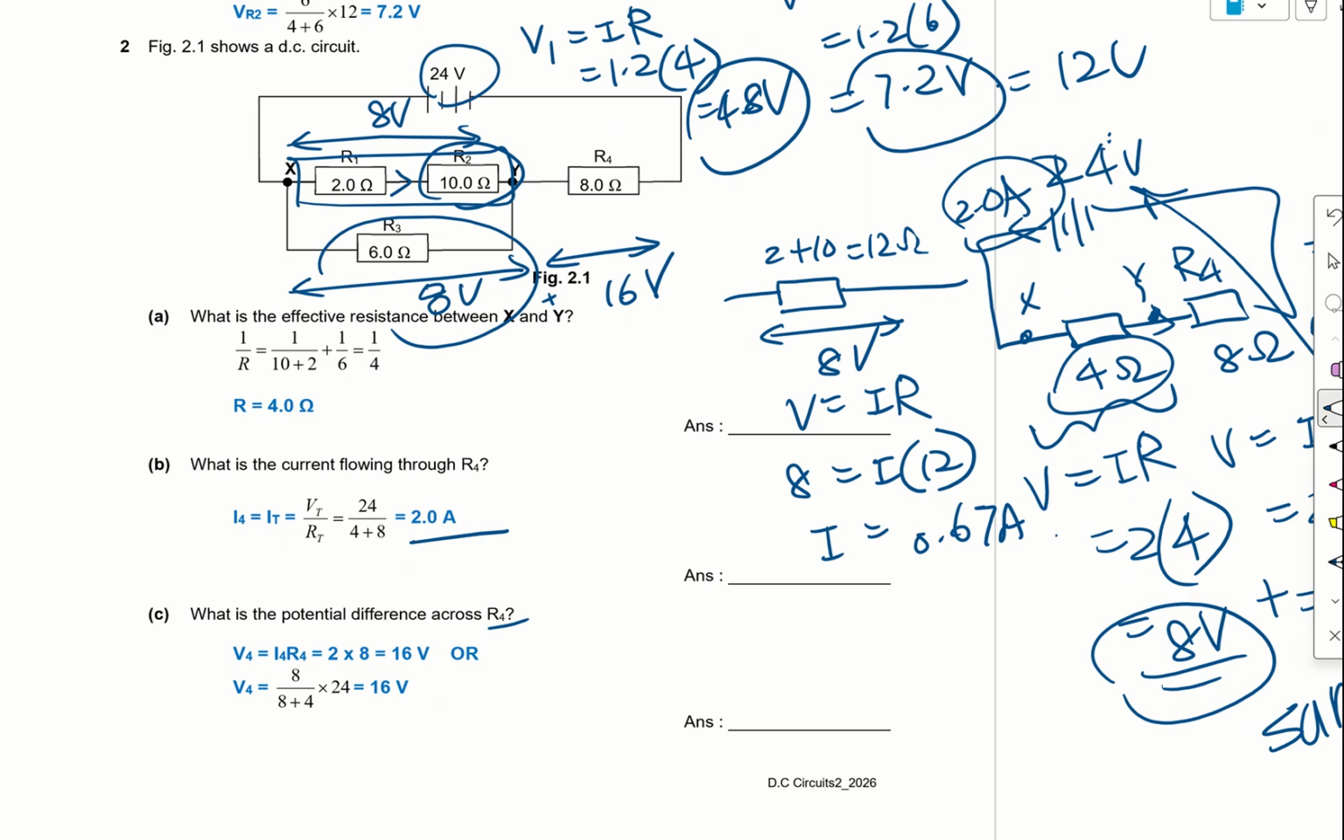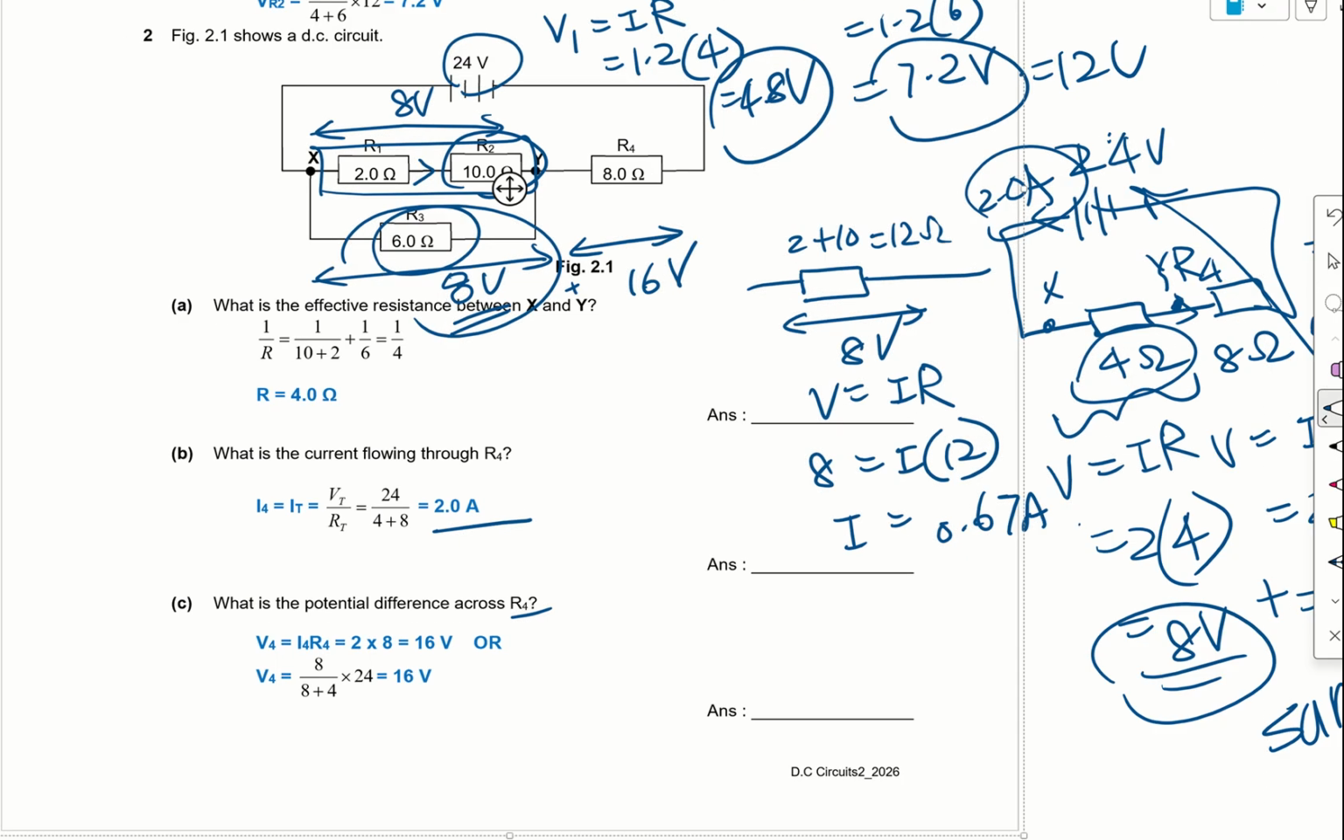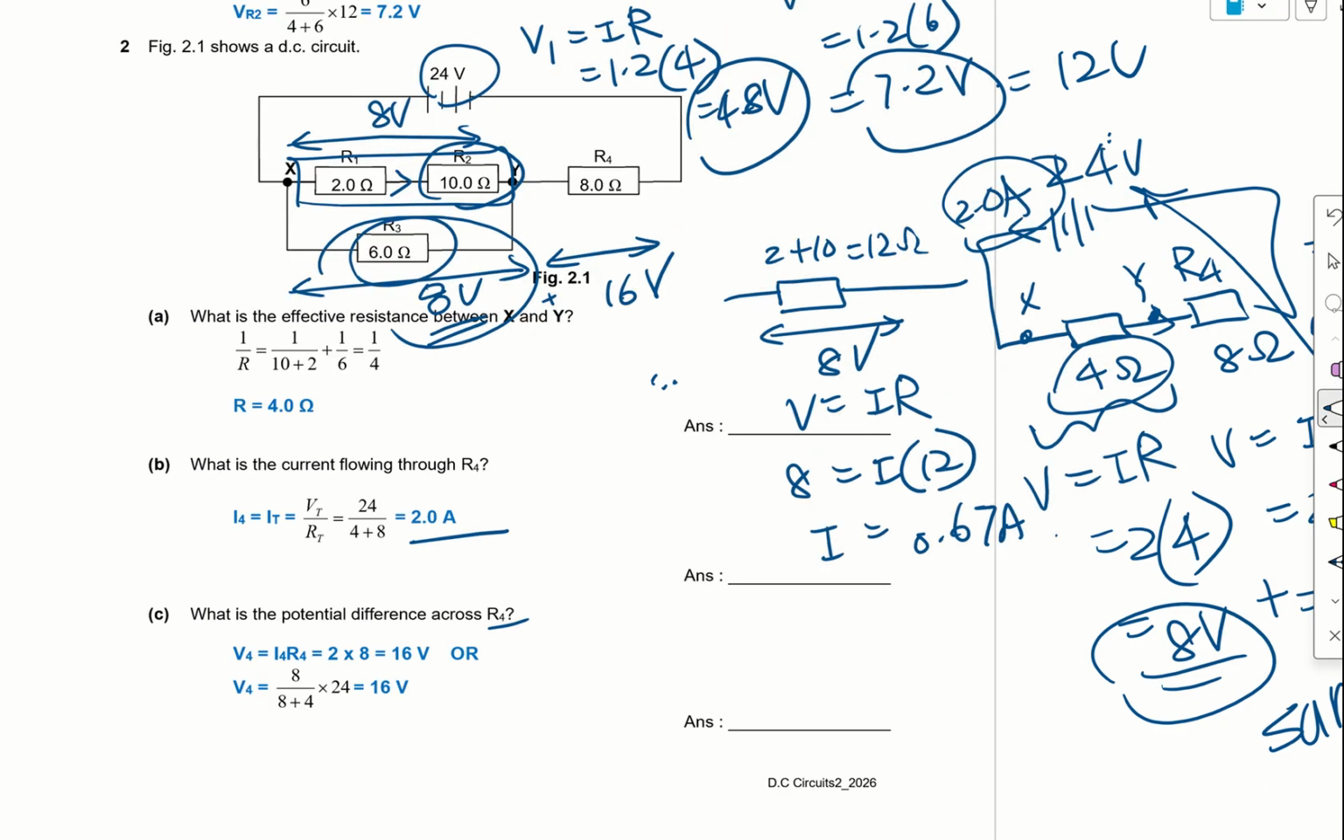Okay, so I would like to also do the bottom half, which is this. So I know that the potential difference is 8 and there's only one resistor. So V equals IR. My V is 8, my I is unknown, which I want to find. The resistance is 6. Therefore, I equals 8 over 6 equals 1.33 ampere.